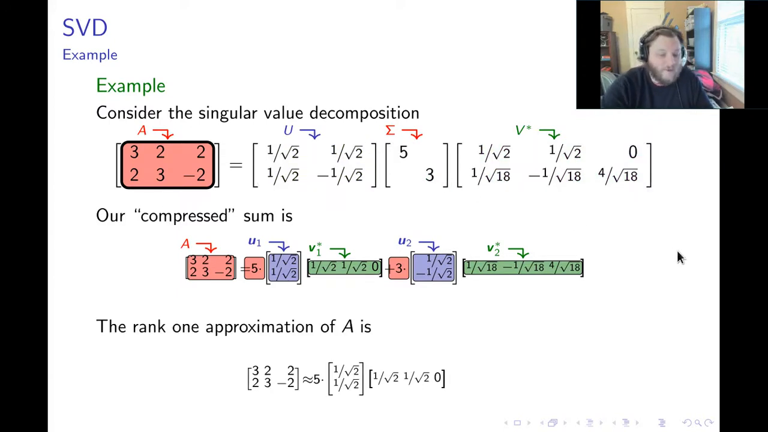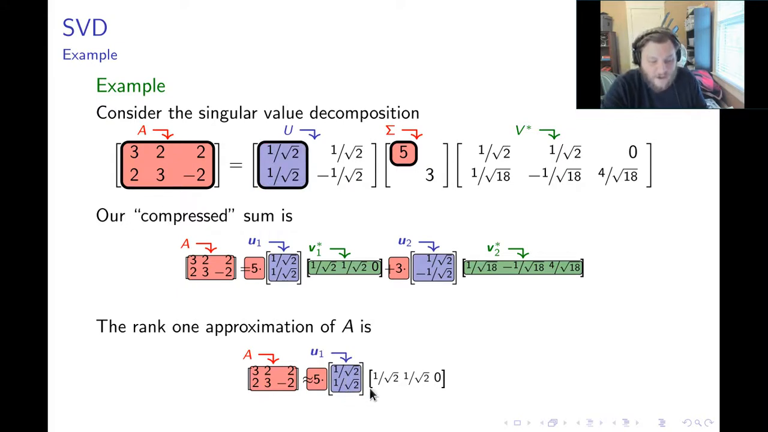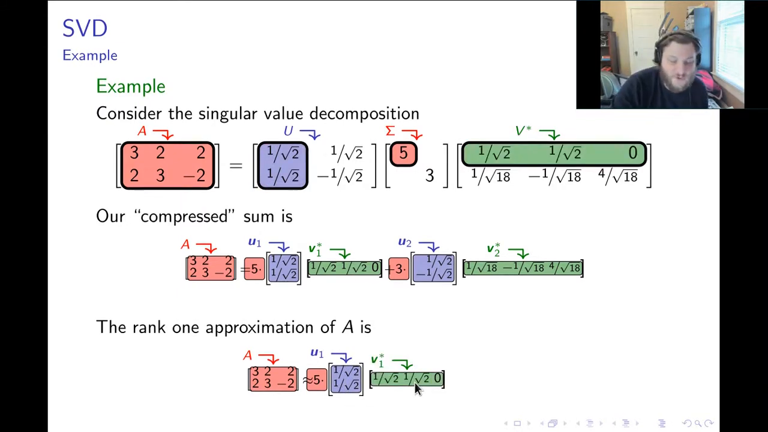What about the rank 1 approximation? Well, for the rank 1 approximation, we look at our compressed sum and then we drop all but the first term. So the rank 1 approximation here tells us that A is approximately equal to the first singular value 5 multiplied by the first column of U multiplied by the first row of V conjugate transpose. So that's the rank 1 approximation.